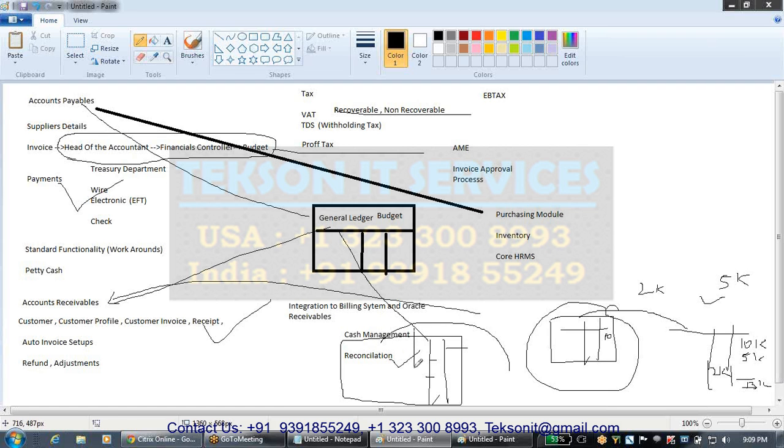So all these concepts in cash management, the auto reconciliation concept, because the client never does it manually, we do everything in an automatic way. We will cover exactly how we do it and what standard reports come in reconciliation. Once you have done the reconciliation, lots of reports need to be generated. Oracle has provided lots of standard reports. Which are the major standard reports you need to look for?